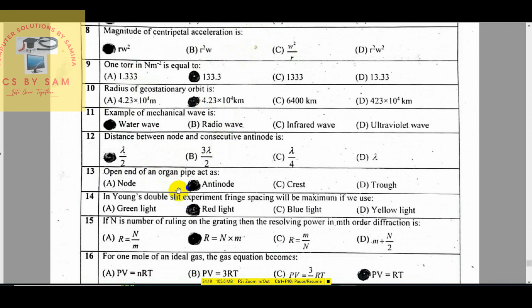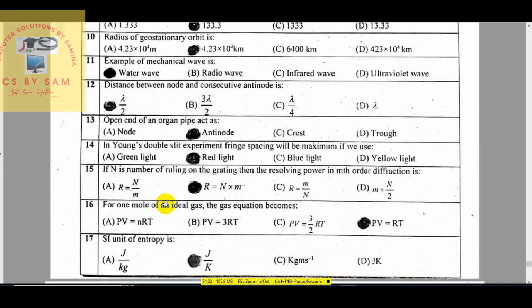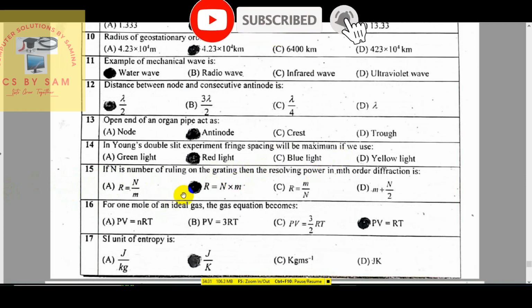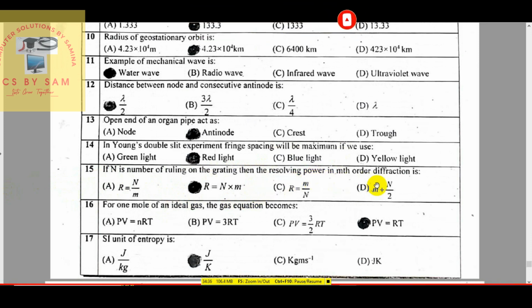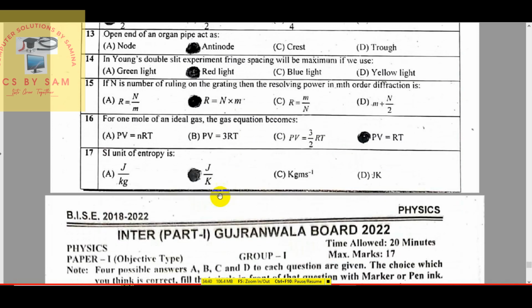Distance between node and consecutive antinode is lambda over 2. Open end of an organ pipe acts as an antinode. In Young's double slit experiment fringe spacing will be maximum if we use red light. If n is the number of ruling on the grating, then the resolving power in mth order diffraction is R is equal to n into m.